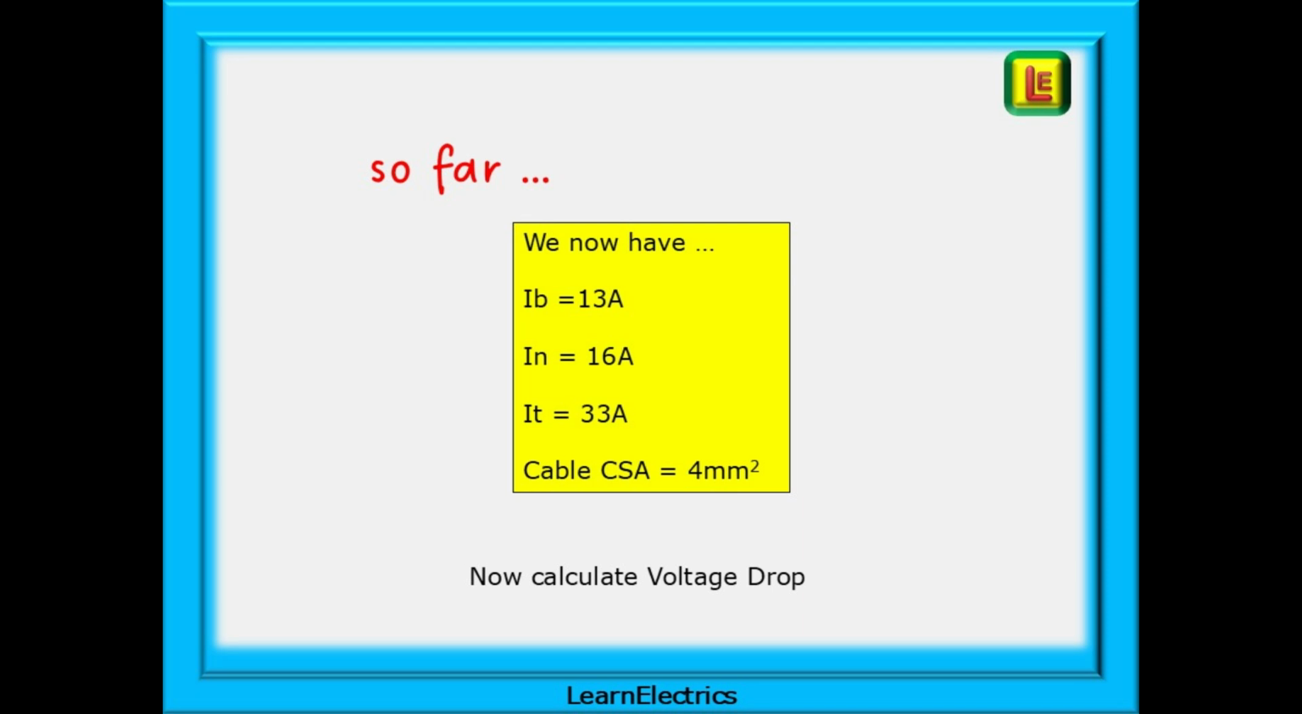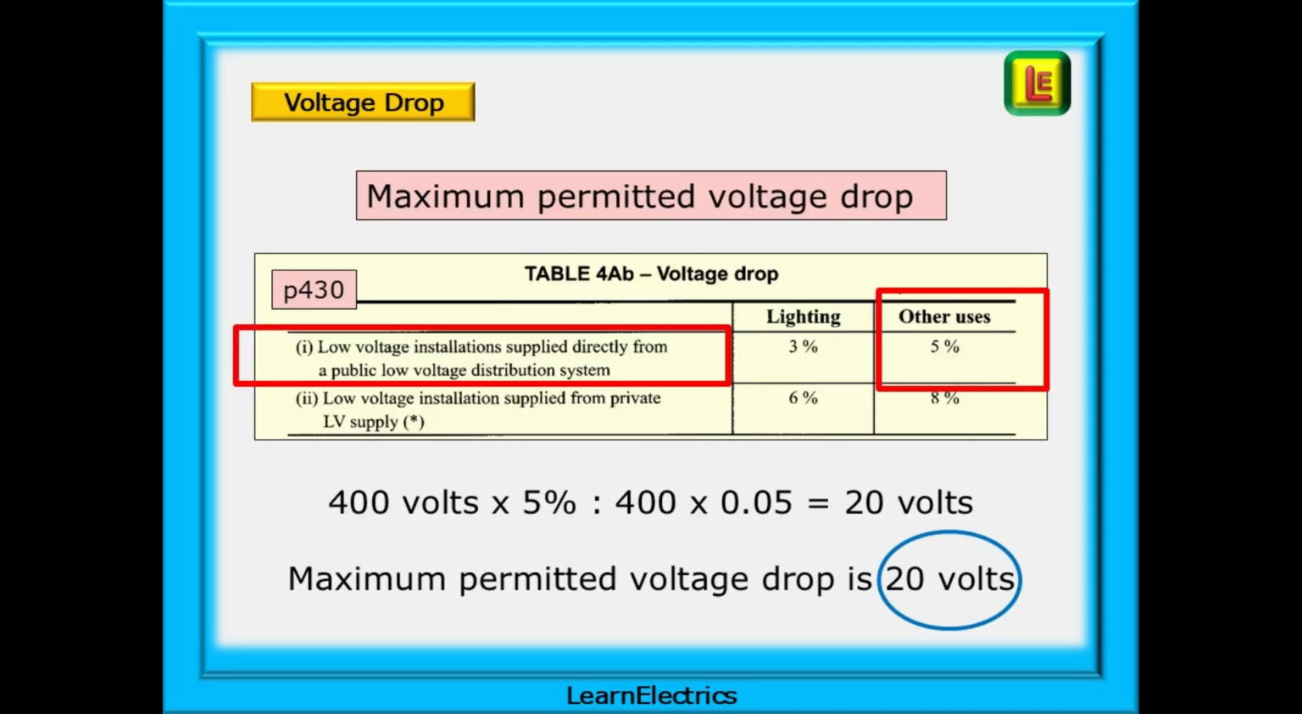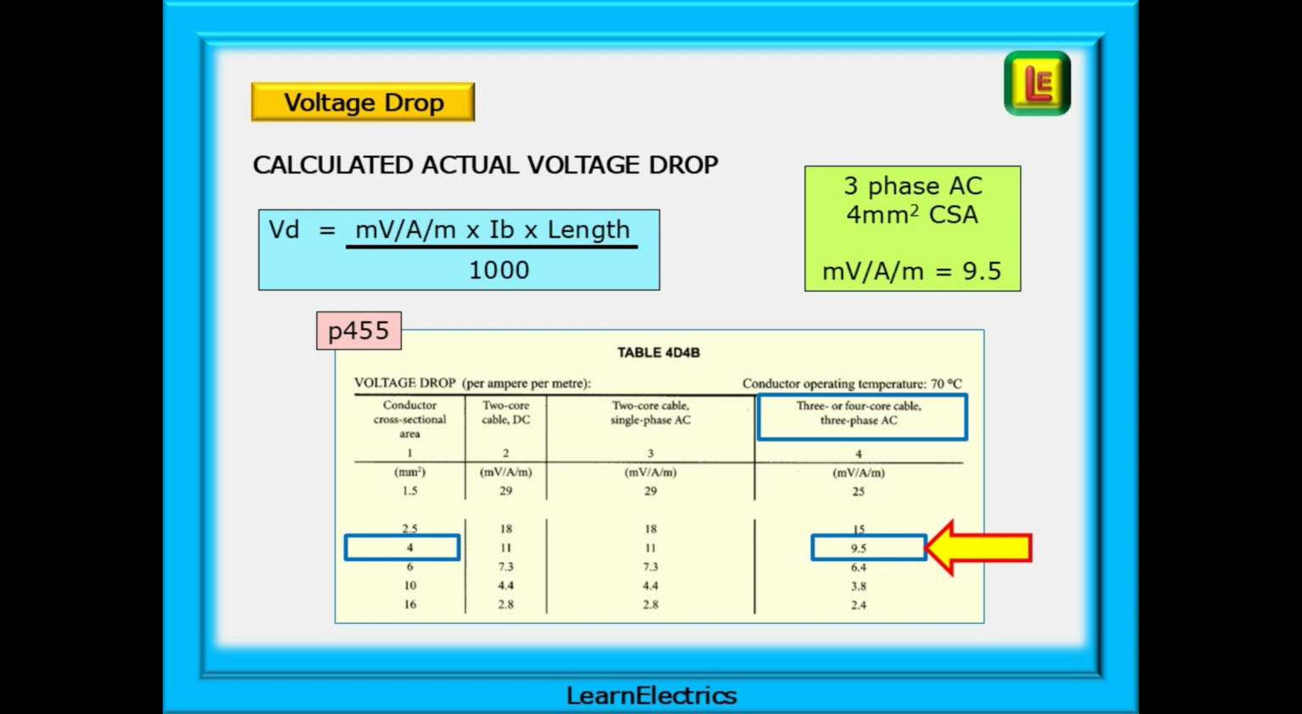Now we can calculate the voltage drop in the cable. Step 5. Limits for maximum permitted voltage drop are shown in table 4AB on page 430. This is a 400 volt circuit, so the maximum is 5% of 400 volts, which is 20 volts. Now calculate the actual voltage drop for the cable.